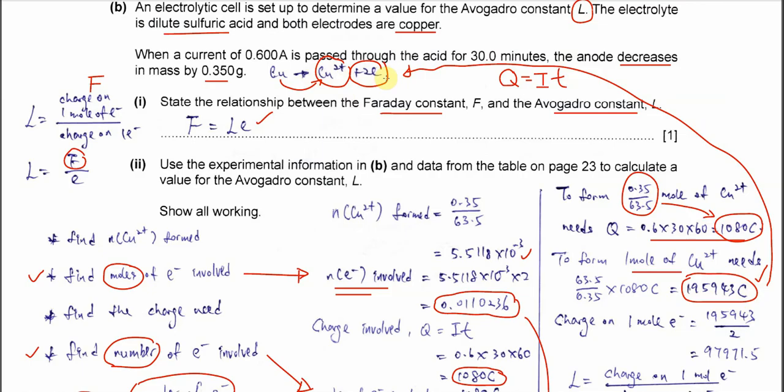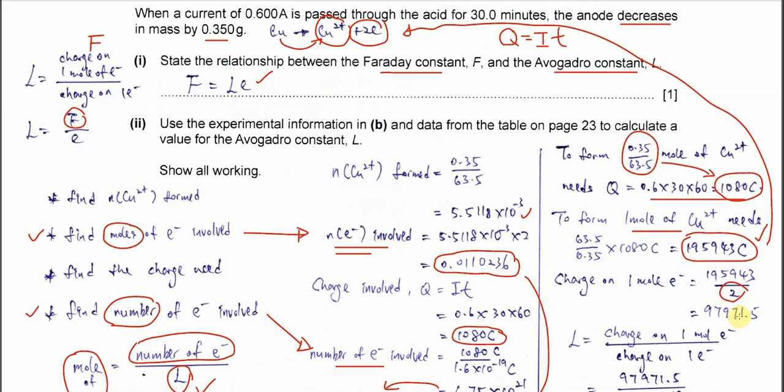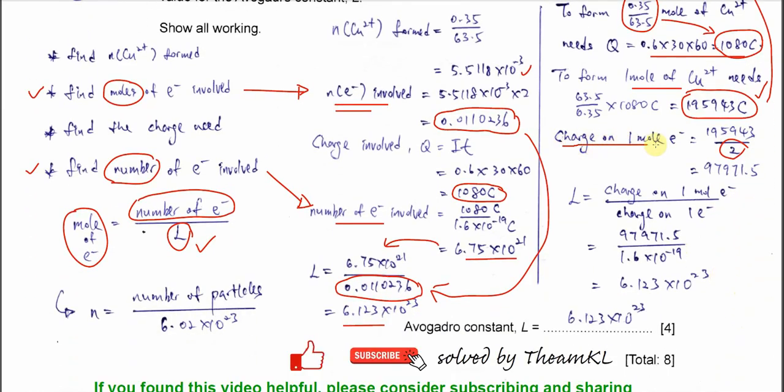That's why when we want to get the charge on 1 mole of electrons, we need to divide by 2. Means use this 195,943 over 2. Because again, this is the charge that produce 2 moles of electron. So per mole of electrons, we need to halve it. So this is what you need to understand. And after that, you get the charge on 1 mole of electron. So basically, you just use the 195,943 over 2 now.